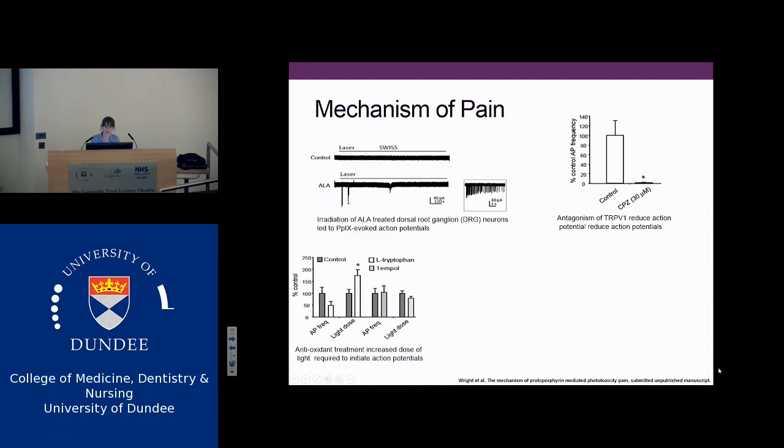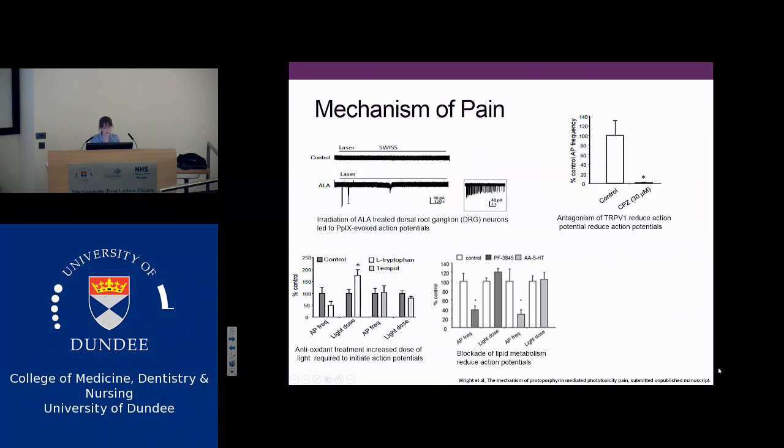Also, I'd like to introduce the idea of the role of reactive oxygen species in the mechanism of the pain. The scavenger of singlet oxygen, L-tryptophan, increases the dose of light required to initiate the action potentials. However, an alternative scavenger, Tempol, does not. This specifically implicates the role of singlet oxygen.